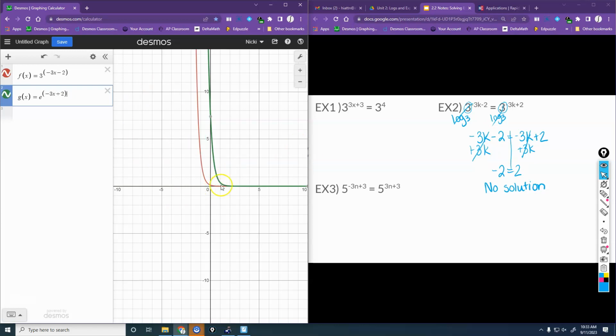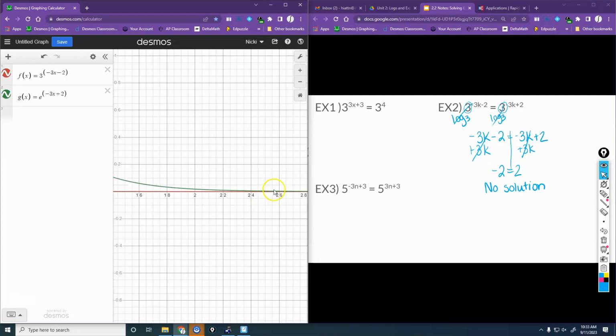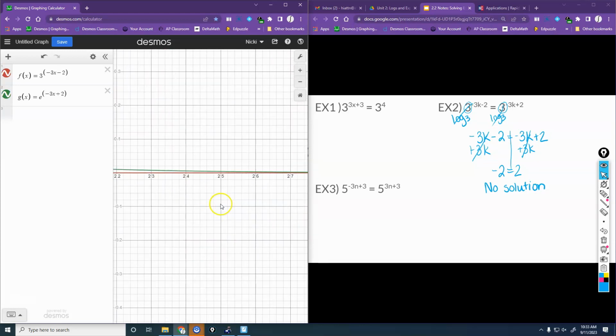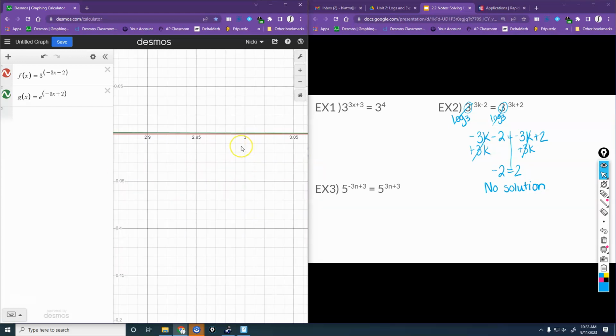All right, so if I look, they do look like they cross, but if I click on them, I don't get any gray dots anywhere. And if I zoom in, I want you to look whenever I zoom in. They look like they touch right there, but look what happens. If I zoom in, oh, they're not touching, right? It's a horizontal asymptote, and that top graph is always just a little bit above. They're getting closer and closer to each other, but they never actually touch. So that confirms that this is no solution here.